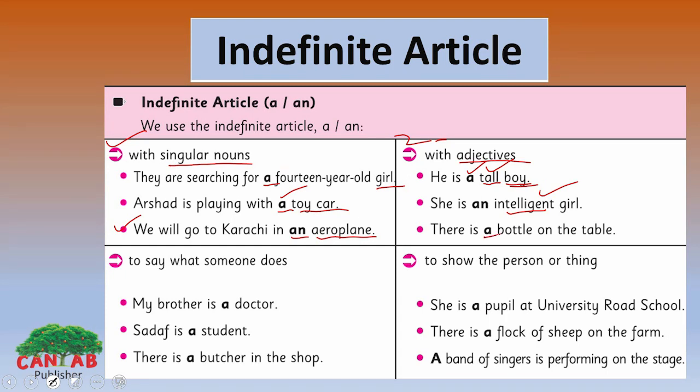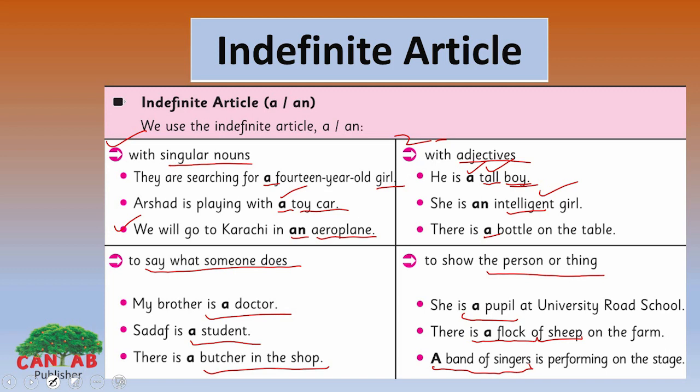Look at the third usage. It's to say what someone does. My brother is a doctor. Sadaf is a student. There is a butcher in the shop. Look at the fourth usage. To show the person or thing. For example, she is a pupil at University Road School. There is a flock of sheep on the farm. A band of singers is performing on the stage.